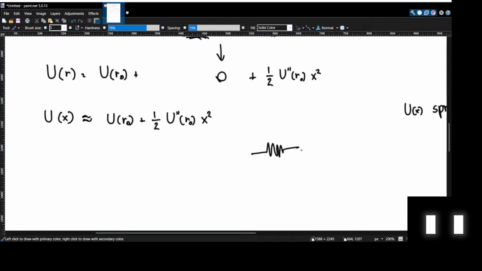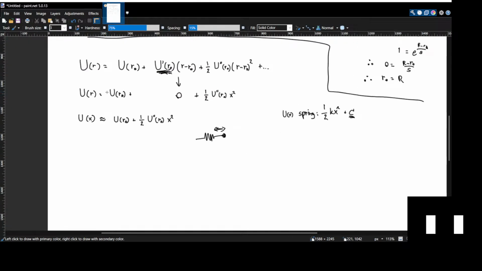And that's why I said it looks exactly the same as a spring. This potential energy looks the same as a spring. And that's why I put in the thumbnail and the title of the stream that everything is a spring. Everything is made of springs.